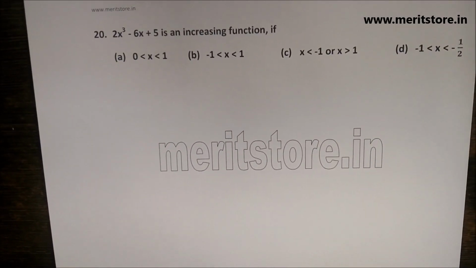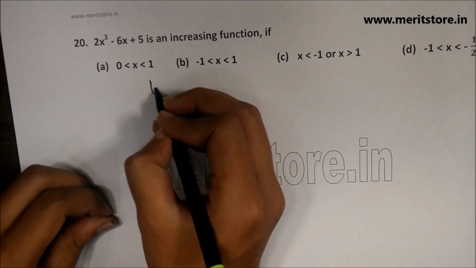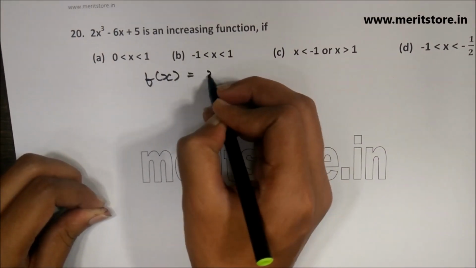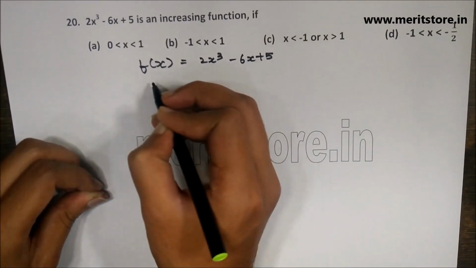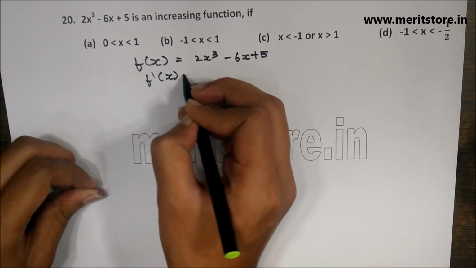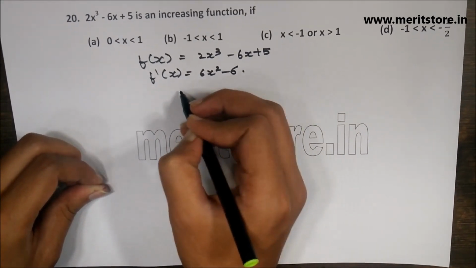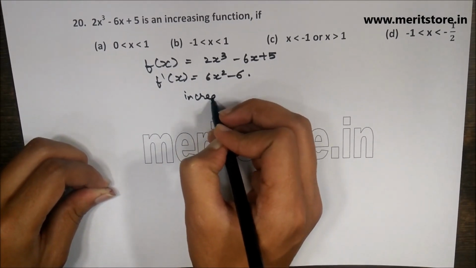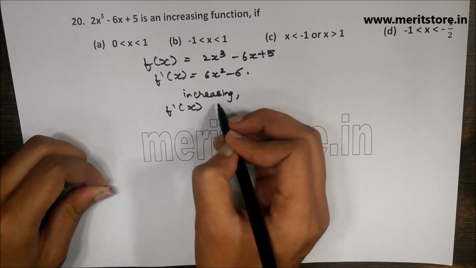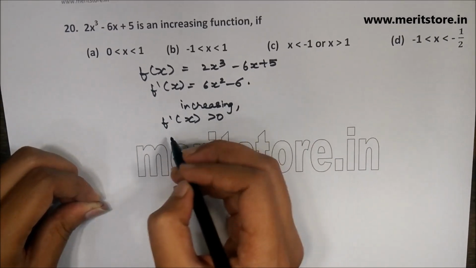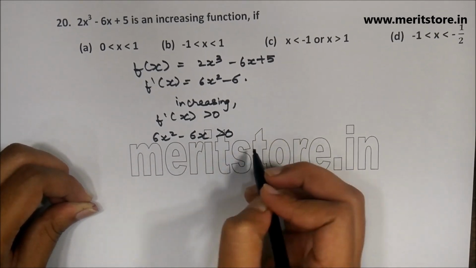Question 20. 2x cube minus 6x plus 5 is an increasing function if our function f of x is equal to 2x cube minus 6x plus 5. On differentiating, f dash x is equal to 6x square minus 6. For the function to be increasing, our criteria is f dash x should be greater than 0, a positive value. So 6x square minus 6 should be greater than 0.